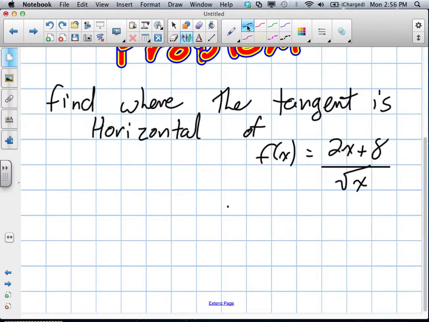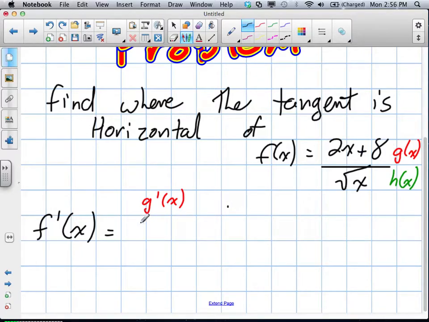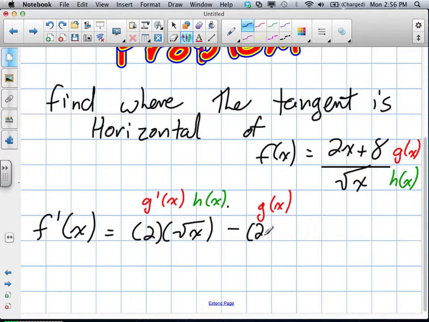So we need to find the derivative of this, our f of x, or in our case f prime x, we're looking for. Again, I'm going to denote this g of x this time, and we'll call the bottom h of x in our quotient rule. With our quotient rule, we take the derivative of the function on top. So we derive 2x plus 8, in which case we get 2. We multiply it by the original function on the bottom, h of x, which in this case is root x. Then we subtract the original function on top, g of x, which is 2x plus 8, and we multiply that by the derivative of the function that was on the bottom.